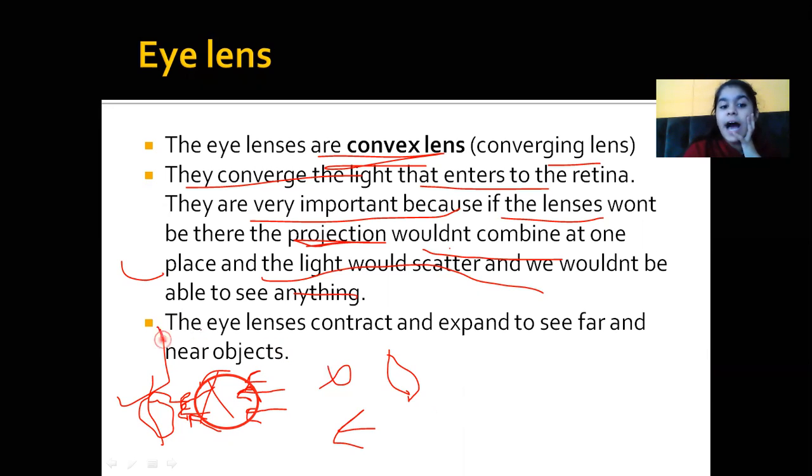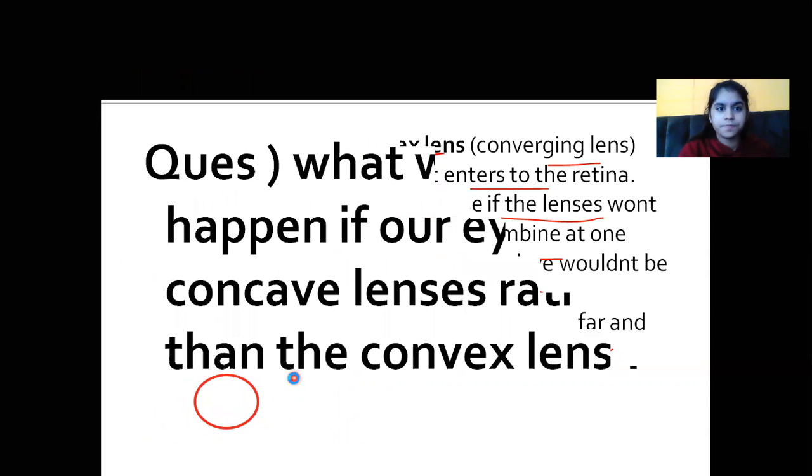Okay, the eye lenses contract and expand to see far and near objects. Your eye lenses, if I want to see an object that is far, my eye lenses would broaden, they would widen. Okay, till here it's clear.